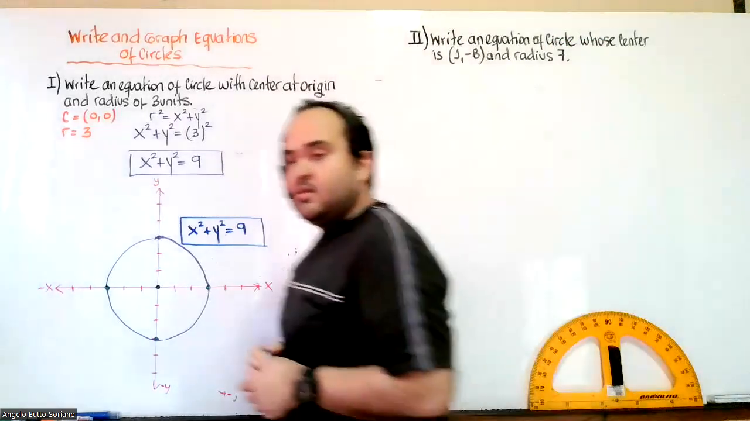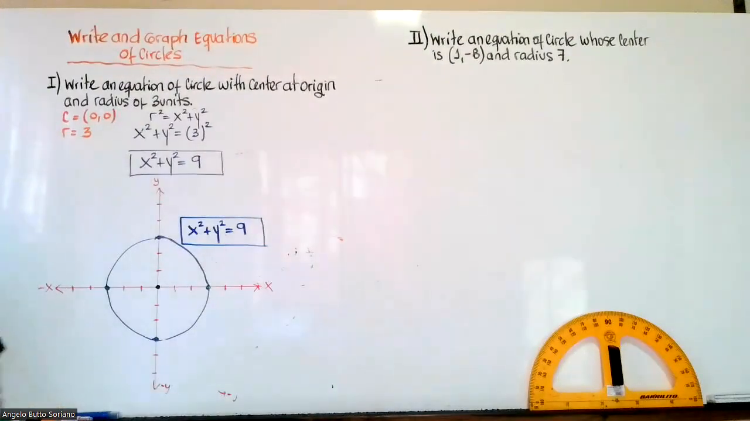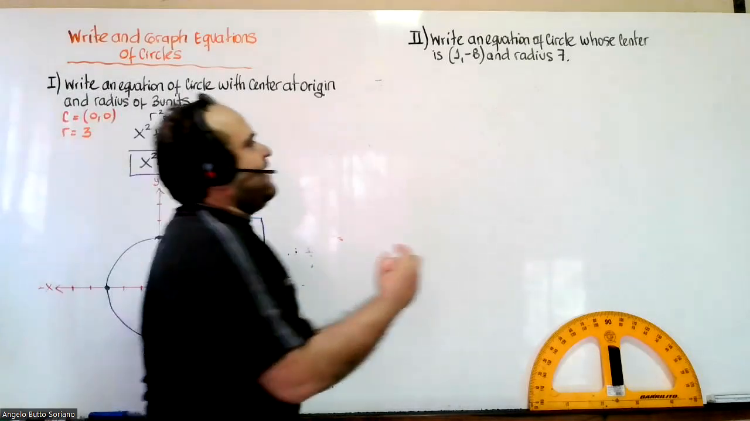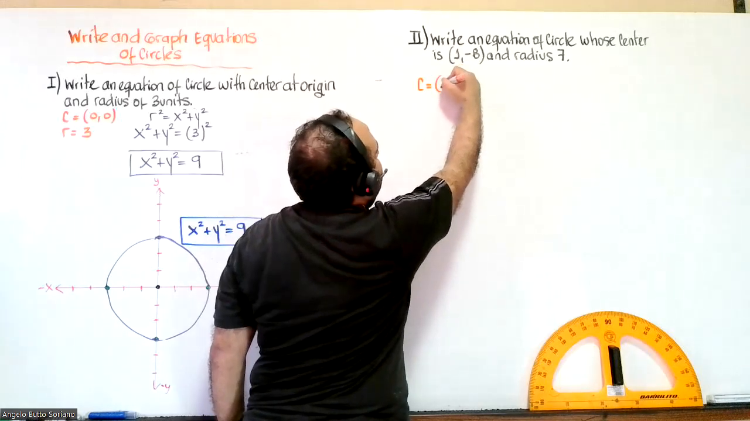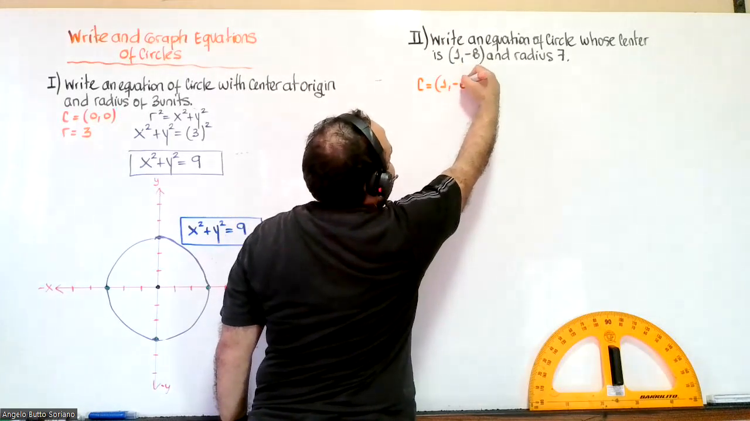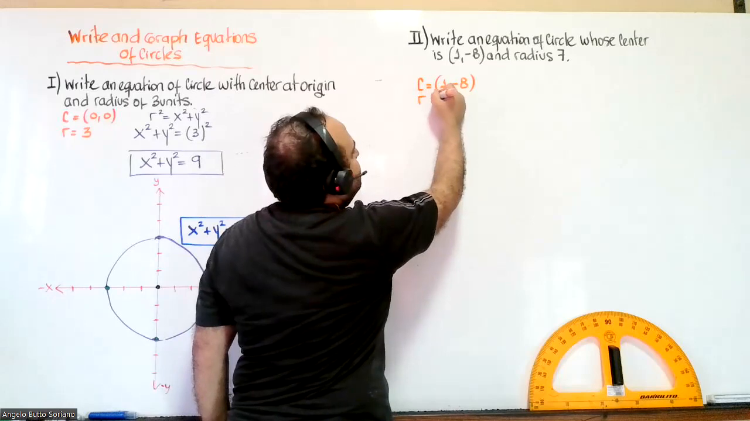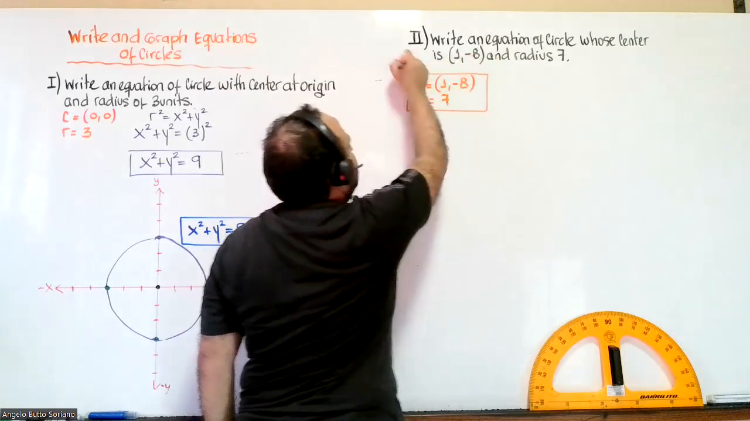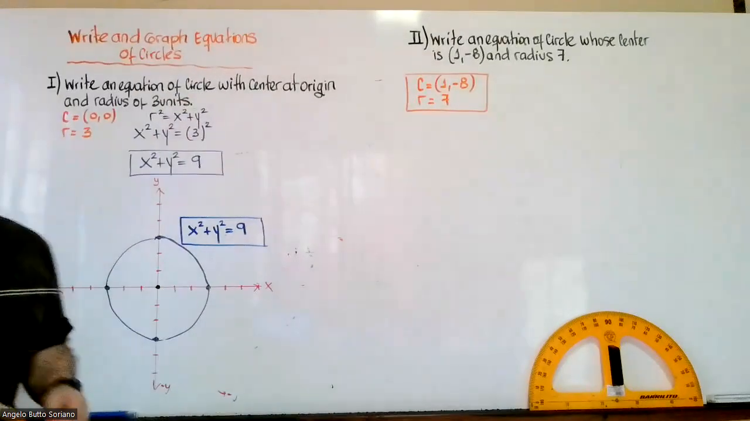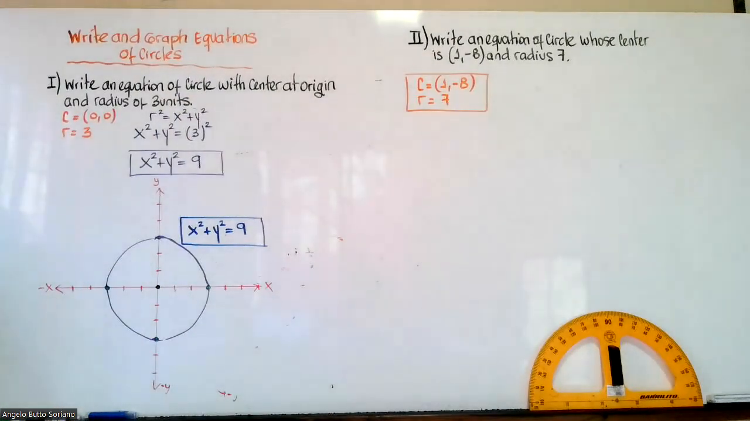Okay, this is the second problem. We must do it according to the given coordinates. Basically, we have the center, given by the point (1, -8), and the radius will be 7 units, according to what the problem says.